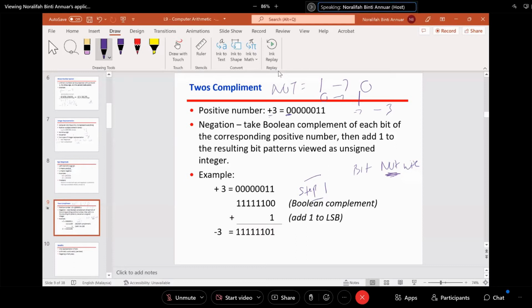So the first step is what we call the Boolean complement. So 1 turns into 0, 1 you convert it to 0. This is a not operation. So 0, 0, 0, 1, 1, 1, 1. Okay, this is the first step.